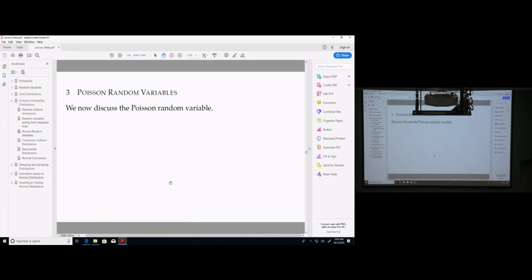So this is something new, which is called a Poisson random variable. In a way, it's still very closely related to the binomial. We will see why in the limit.